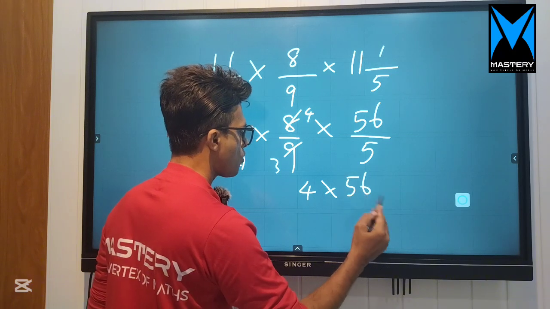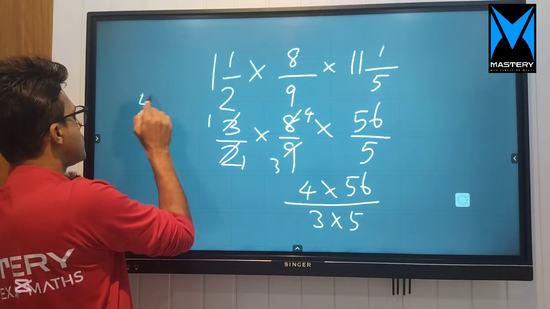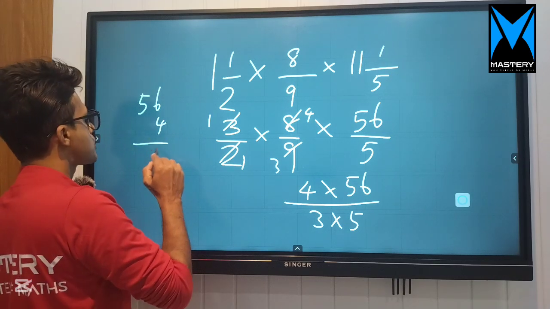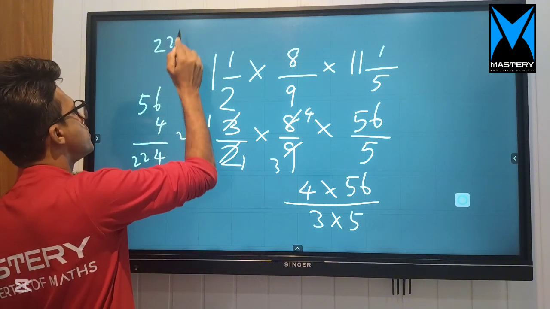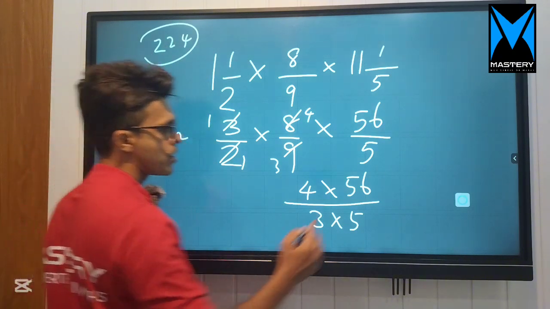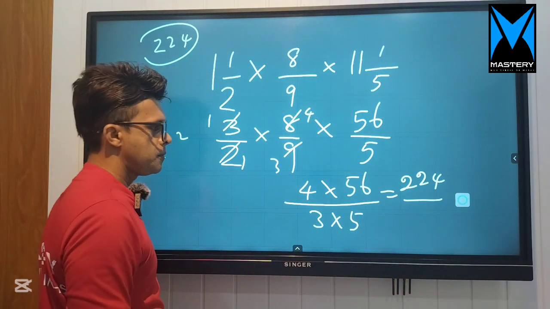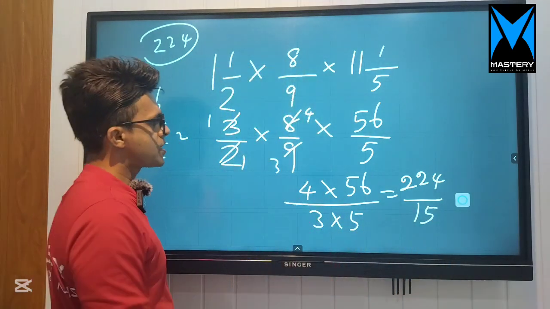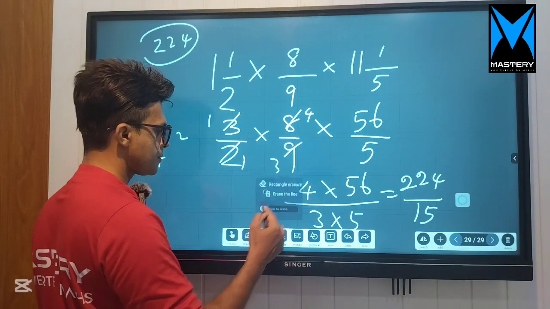4 into 56 over 3 into 5. 56 times 4, you could multiply. 4 times 6 is 24, remain 2. 4 times 5, 20 plus 2, 22. 224. Bear in mind it is 224 here. And also, 3 times 5 is 15. This can be kept as a mixed number: 224 over 15.